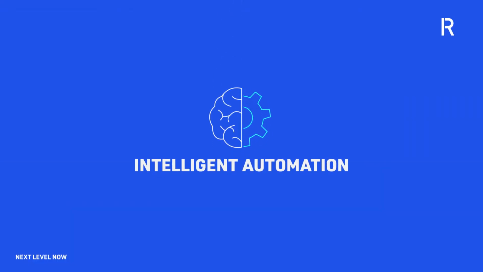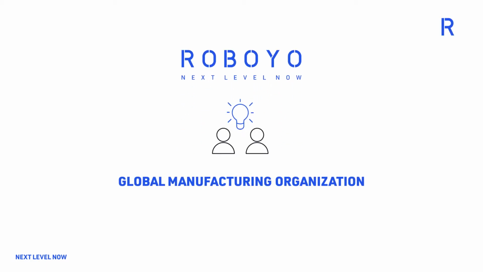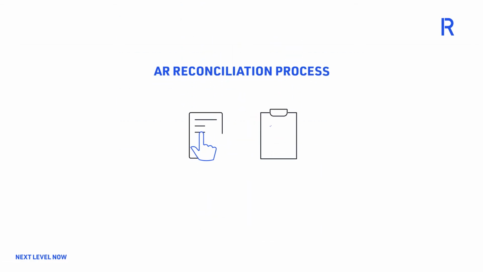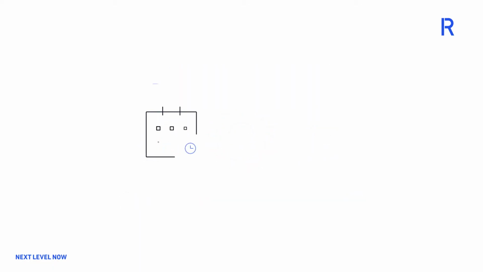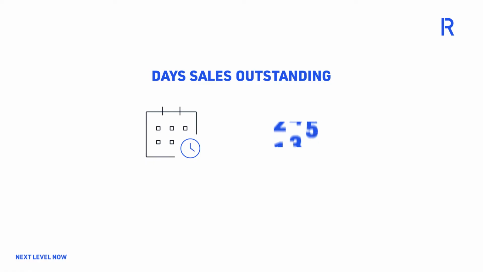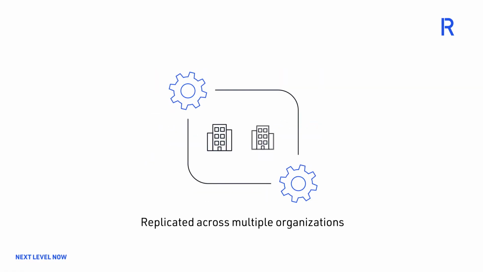In this demo video, we will show how Roboyo helped a large global manufacturing organization automate the AR reconciliation process from end to end, which helped drive the customer days sales outstanding toward zero. The same process automation has been replicated across multiple other client organizations, given how common this challenge is.